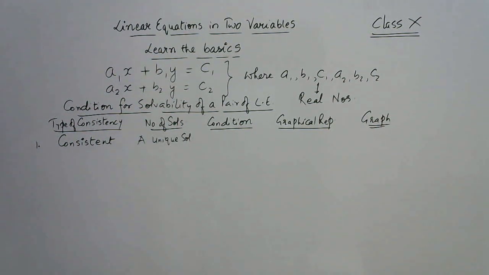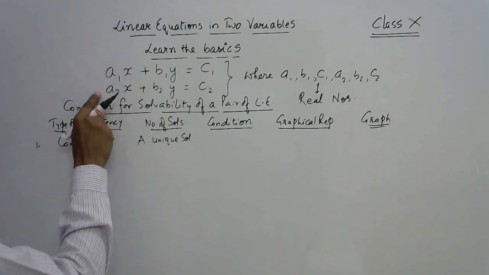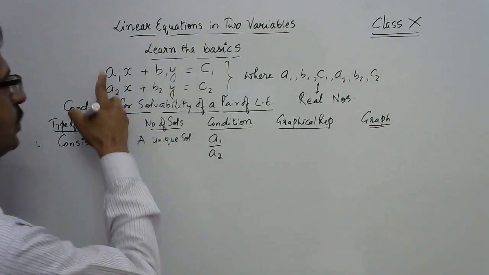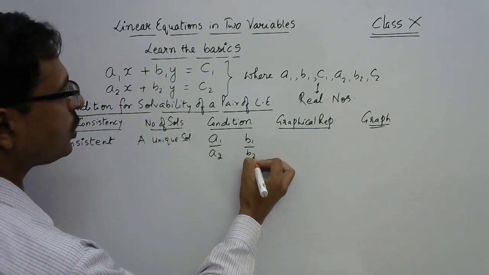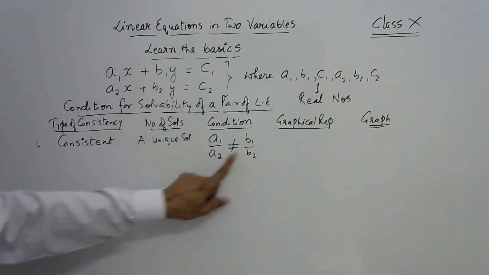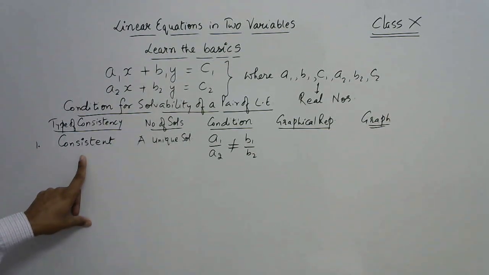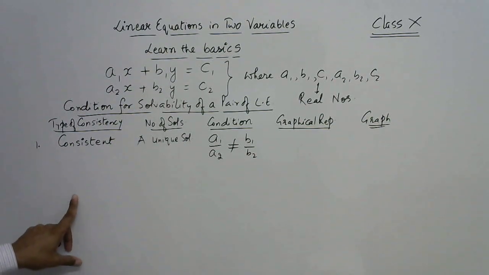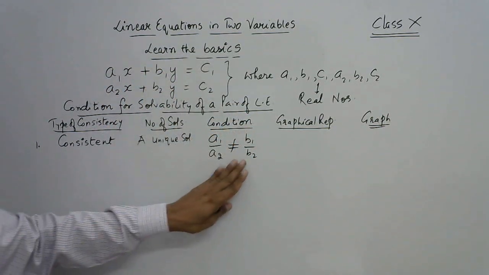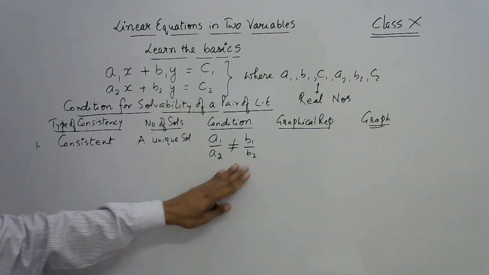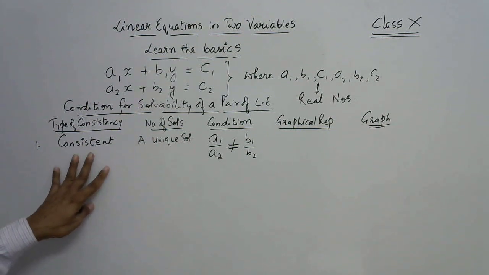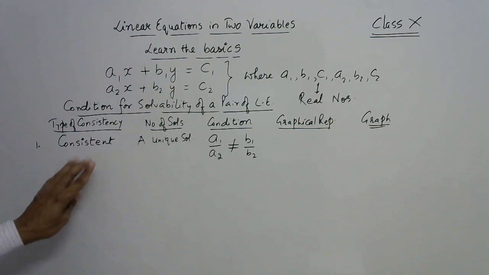And what about the condition? You can see the coefficients of x here, a1, a2, and here we have b1, b2. So the condition for this is that the ratio of a1 and a2 and the ratio of b1 and b2 should never be equal. If the ratio of these two terms and these two terms become equal, then the type of consistency will change. So when the first two ratios are not equal, you don't need to consider the third ratio. You have the direct implication that the pair of linear equations has a unique solution, and the pair of linear equations is consistent.